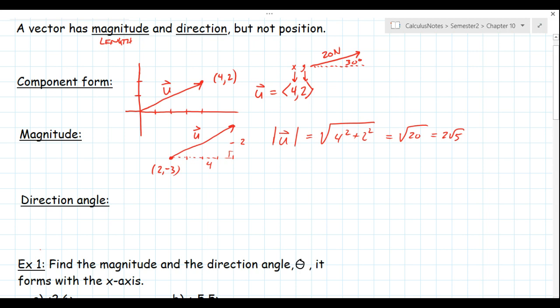Okay, so magnitude is a scalar number. It represents the length of the vector. If this was a force, like I said earlier, in newtons, then this would be 2 root 5 newtons. In general, to find the magnitude of a vector u that in component form is a comma b, the magnitude of that vector is the square root of a squared plus b squared.